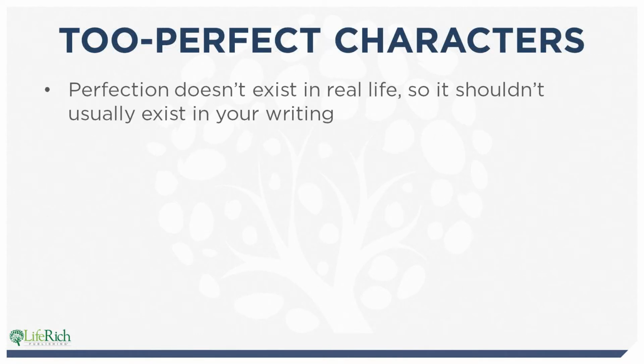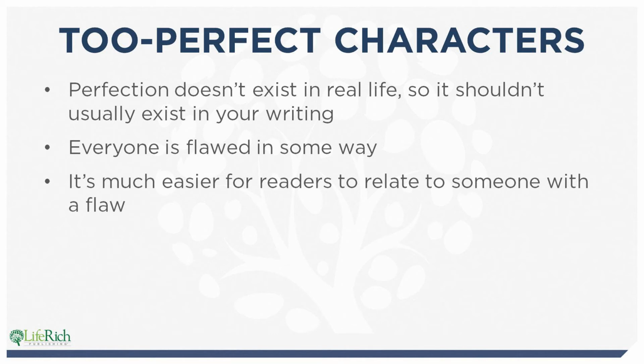Perfection doesn't exist in real life, so it shouldn't usually exist in your writing. It's hard to empathize with a perfect person because no one's perfect. Everyone, no matter how noble, is flawed in some way. For example, an effective character might be someone who is heroic in almost every way. He's a good fighter, he's nice to look at, he rides well and shoots well, he's brave and compassionate, but he's completely indecisive. So if he has to take command in a battle, it's not going to end well for his army. It's much easier for readers to relate to someone with a flaw.